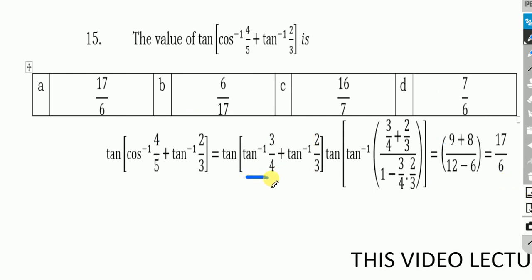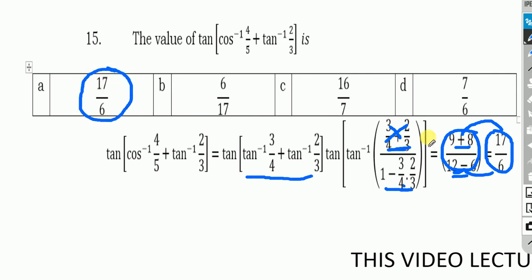Now we can apply the formula tan inverse of x plus tan inverse of y is equal to tan inverse of x plus y by 1 minus xy. That is 3 3s are 9 plus 4 2s are 8 here. 12 is LCM. Here also 12 is LCM. 12 minus 6 here. So 9 plus 8 is 17 and 12 minus 6 is 6 here. So tan of tan inverse of x is x. Therefore tan of tan inverse of 17 by 6 is nothing but 17 by 6. So therefore option A is the right answer.